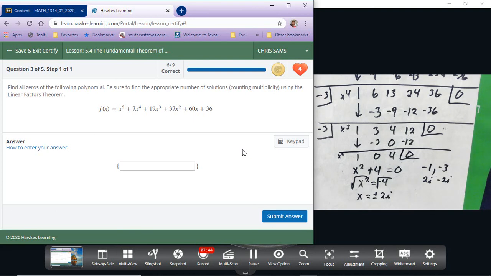And this wants us to find all zeros. Be sure to list the appropriate number, counting multiplicity using linear factor theorem. Okay, so I'm just going to list them, which are negative 1, because they have curly brackets. We don't have to do them in parentheses. We're going to list negative 3. Even though it's a double root, we don't have to list it twice. Now we're going to do 2i. And then negative 2i.